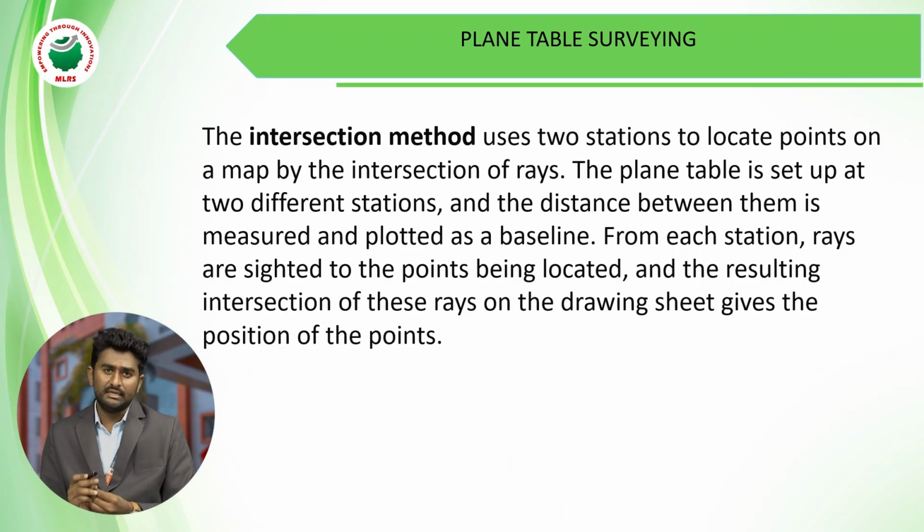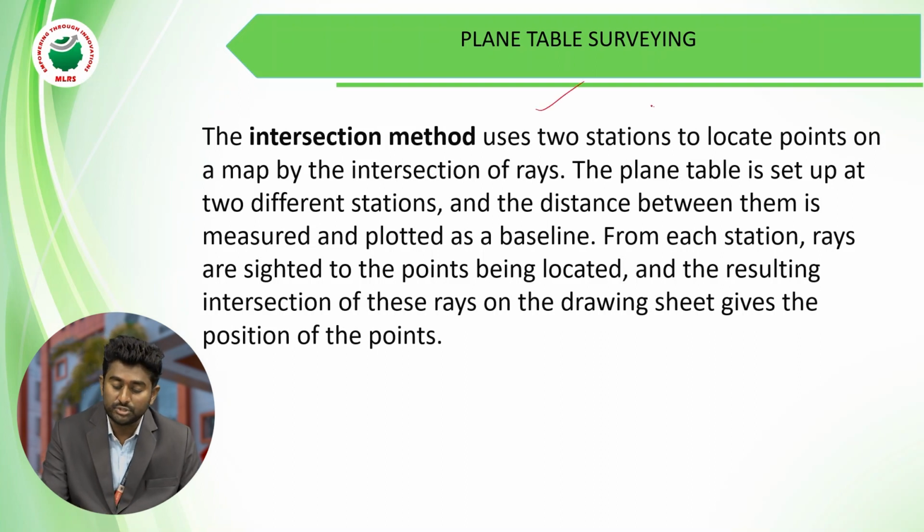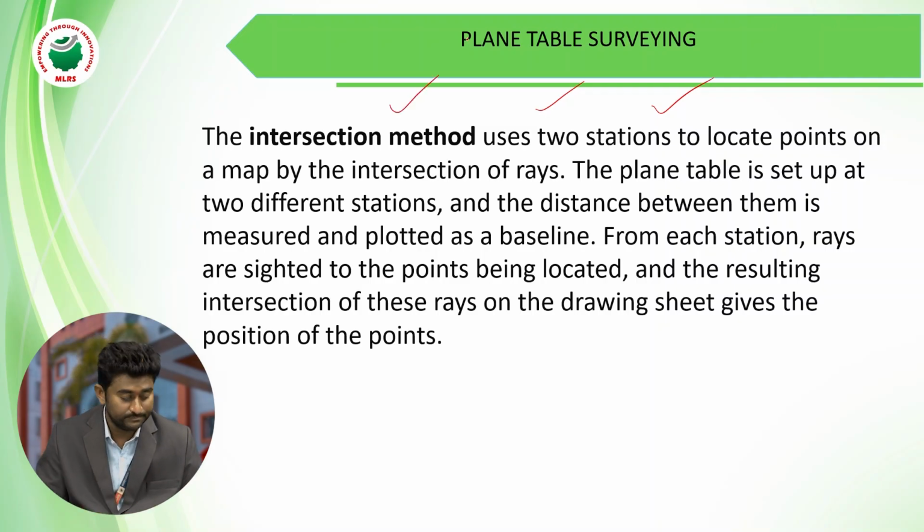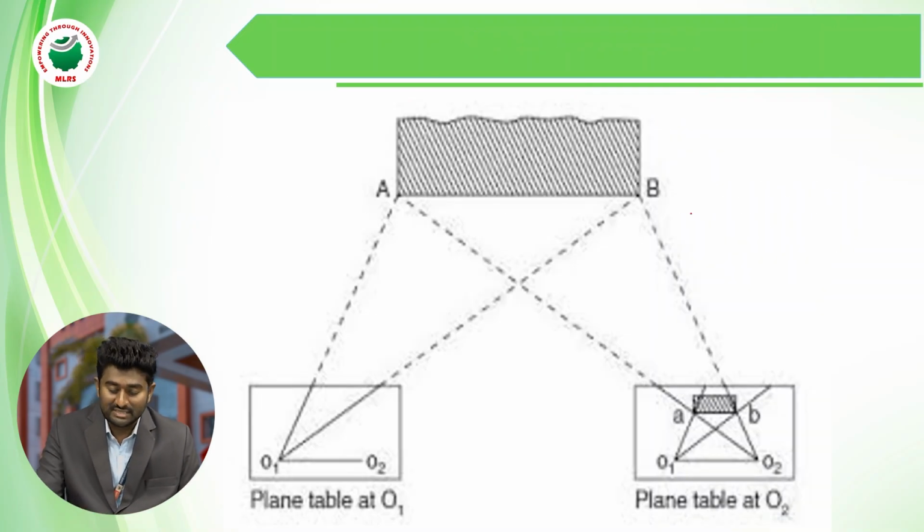Next, intersection method. Define the intersection method in plane table surveying. The intersection method uses two stations located on the land. When the land is not visible for surveying, in those situations you prefer the intersection method. See the example diagram in the slide.